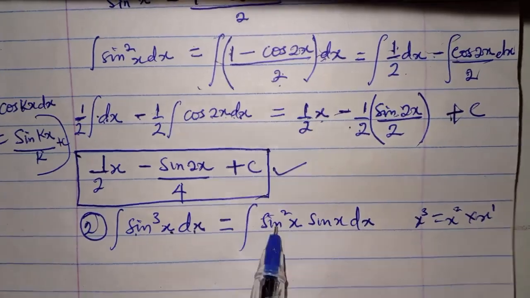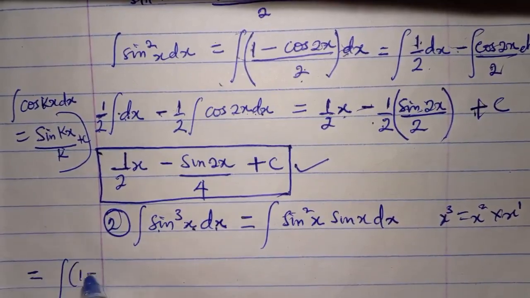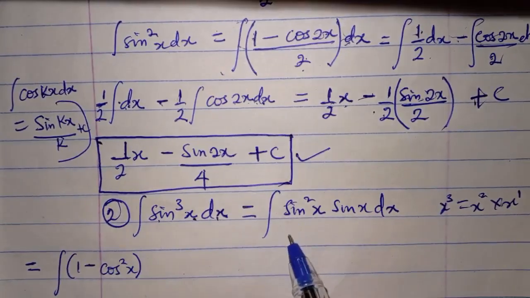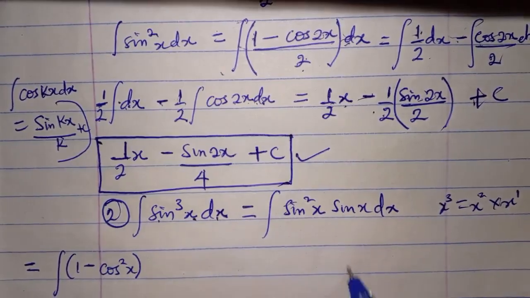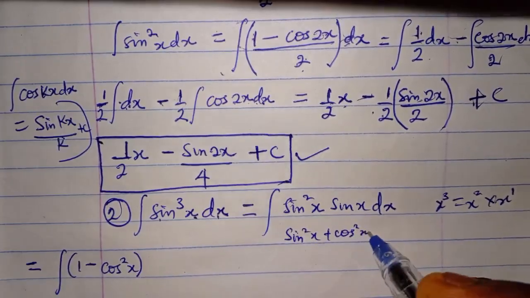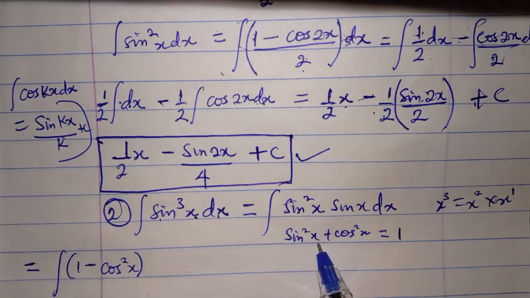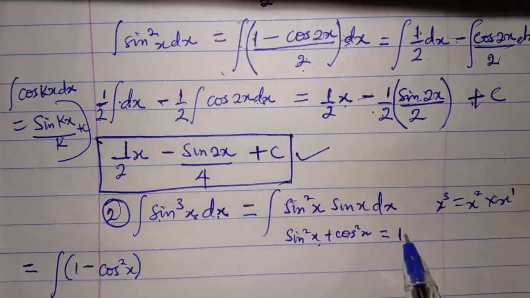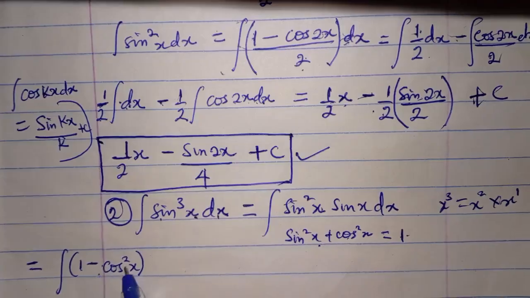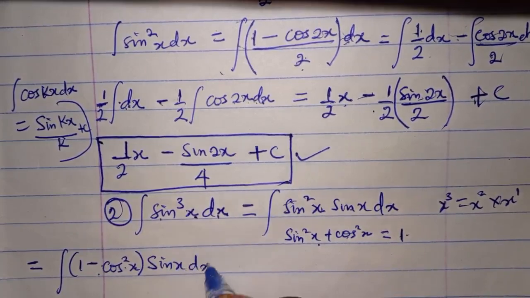Sine squared x itself is this: 1 minus cos squared x. By trigonometry, sine squared x plus cos squared x is equal to 1. So if we make sine squared x the subject of the formula, we are going to obtain 1 minus cos squared x. And that's what we have here. So this is sine squared x, which is 1 minus cos squared x. Then sine x will remain, sine x dx.